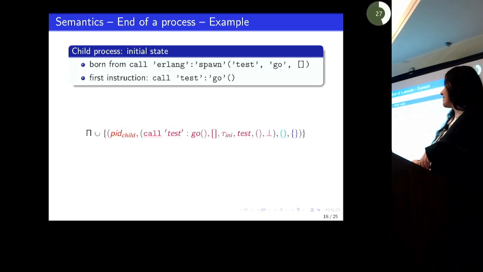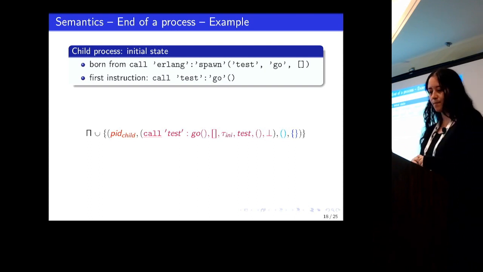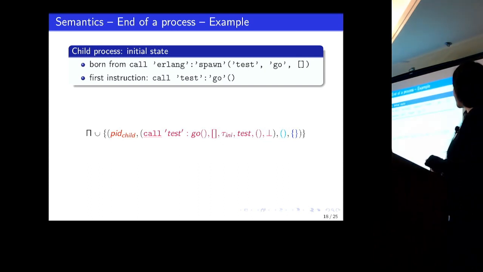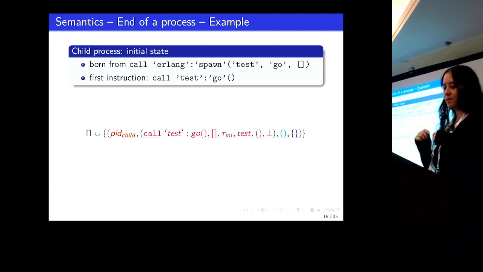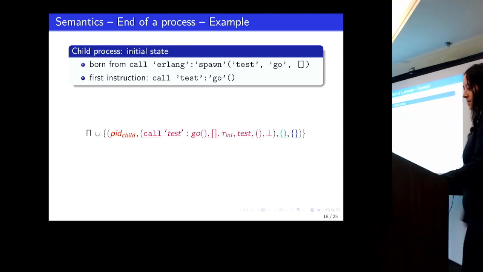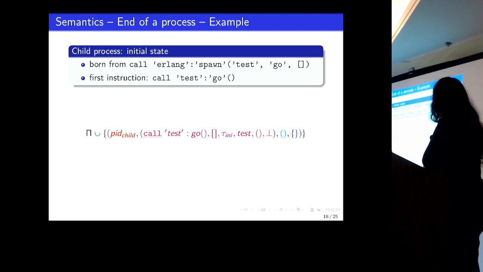And it's very theoretical. So to illustrate a bit, here is what it does with our example. I will focus on the child process. The child process is born from this call, which means that its first instruction will be a call to a function go from the module test. And in our model, it looks like this.